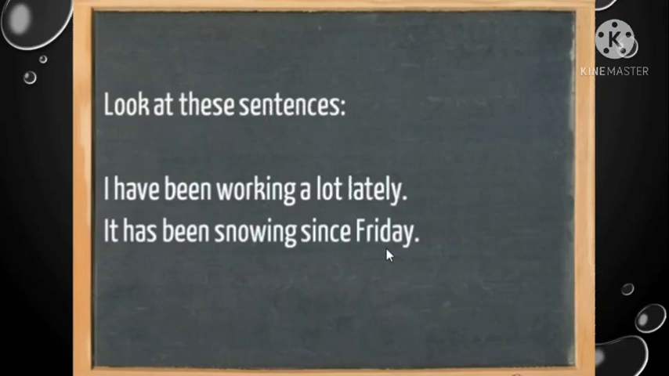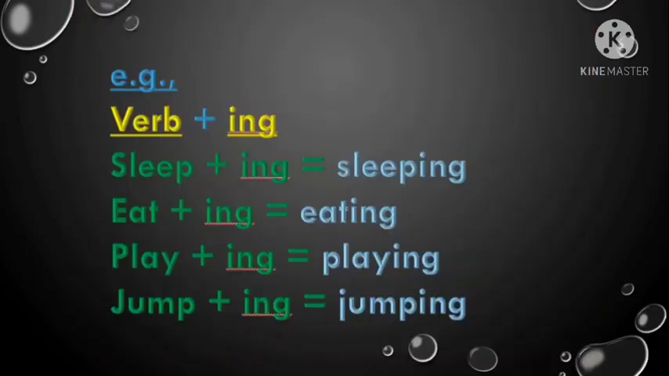Let's read the sentences again. I have been working a lot lately. Here, the action has not stopped. What we understand here is, I started working in the past and I am still working up to now. I have not stopped working. Children, always remember, when we add ing to the verb, it denotes continuous action. For example, look here.